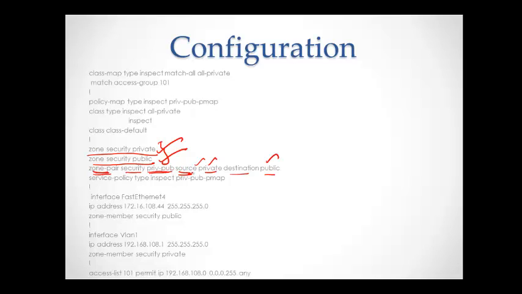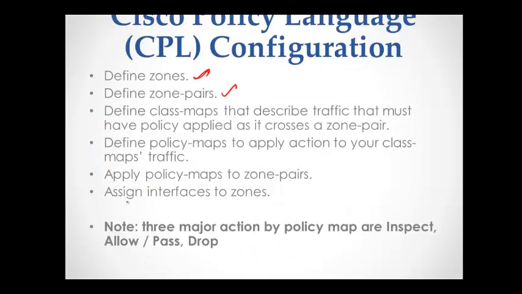This is very important. What is source and what is destination is very important. If source is private and destination is public, then we are a pair, and that pair is identified with a name called priv-pub. It can be any name. So that is the second step. So what we have seen, defining a zone and then pairing the zone.